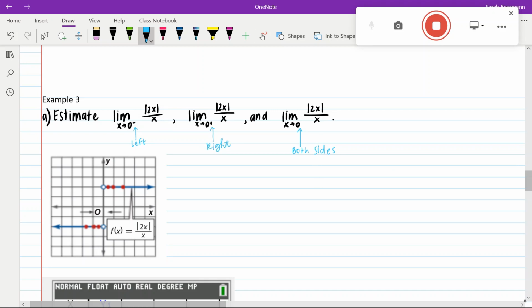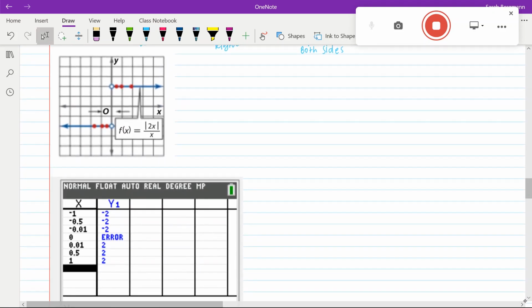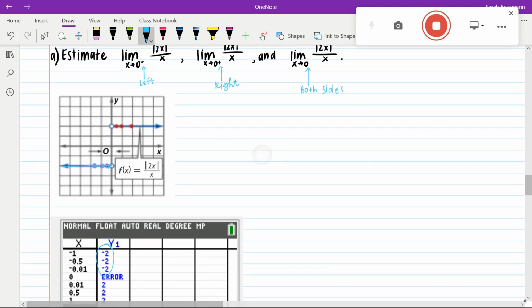Okay, so if we graph this, here's what you will see. And if you wanted to create a table of values, you could. From the left, we are looking as x approaches 0. Our y values are all -2. We see that in our table as well. As x approaches 0, y is approaching -2 on the left side.